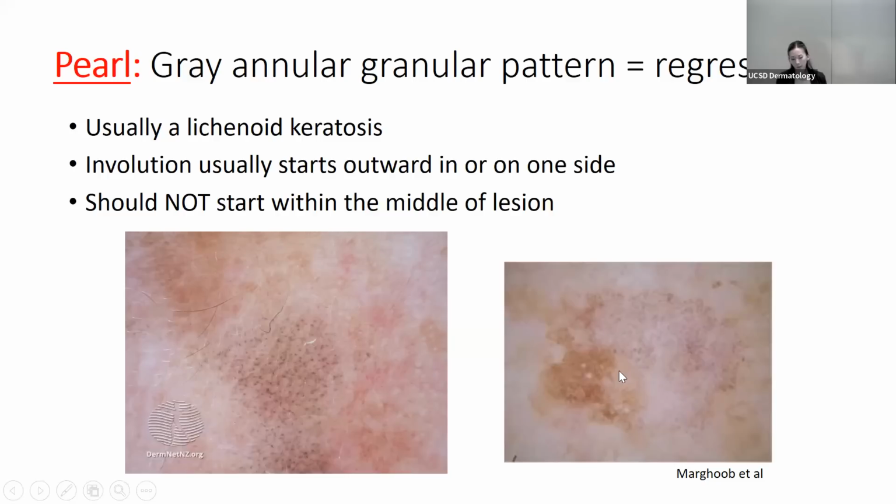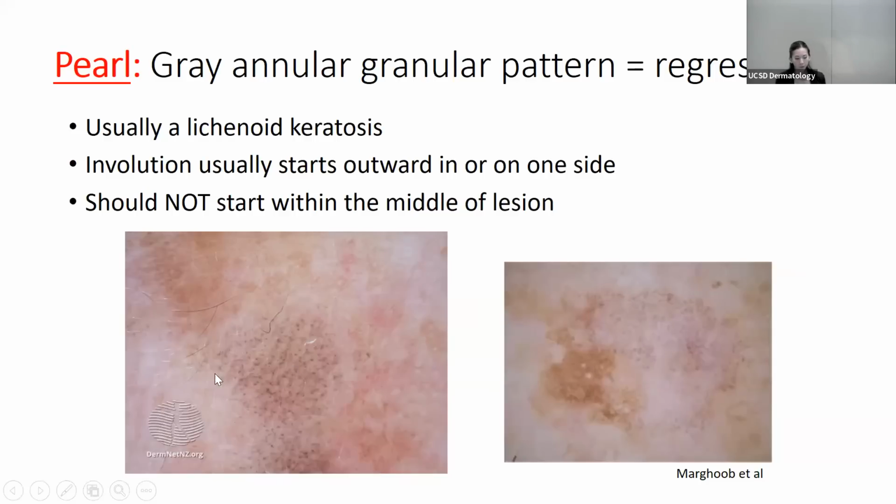I'm sorry, this photo is a little blurry, but you can see that there's this normal lentigo pattern on the side, and then the regression is starting on the other side. So it's going from one side to the other. Or you might see the gray dots at the periphery. What you should not see is gray dots in the middle. That is a more worrisome sign. If you're seeing regression or gray dots that start in the center of a lesion, you're probably going to want to biopsy that, or just be more worried about that lesion.